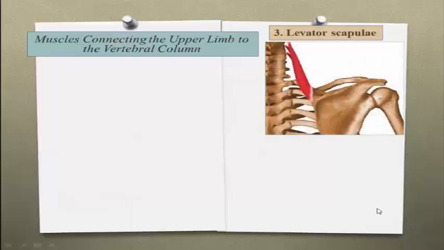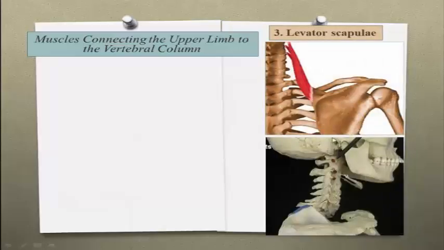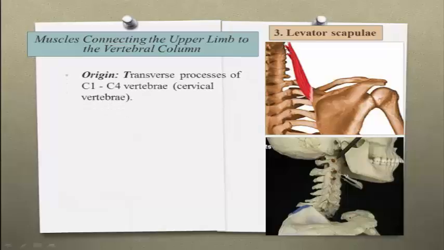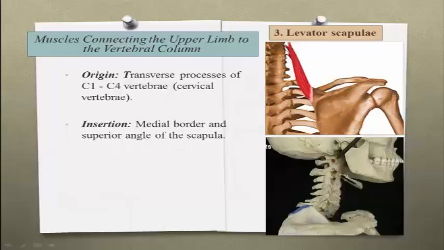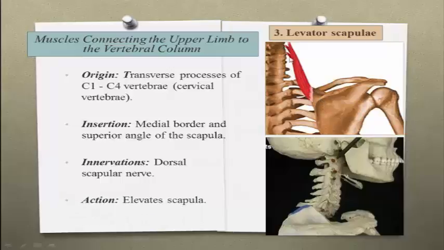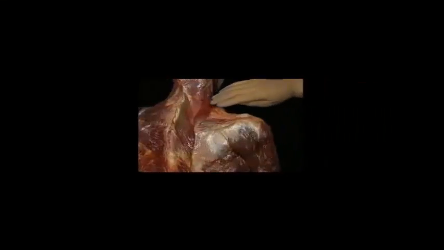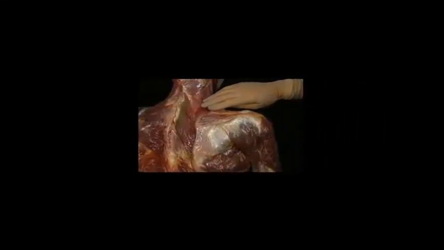Here we have some small muscles, and one of them is the levator scapulae muscle. It arises from the transverse processes of the first 3 cervical vertebrae, from C1 to C3 or sometimes even C4, and from this level they descend downward to the upper angle and the medial border of the scapula. Here you see this line of insertion. The dorsal scapular nerve supplies this muscle, and elevation of the scapula is its function. From here comes the name levator scapulae.